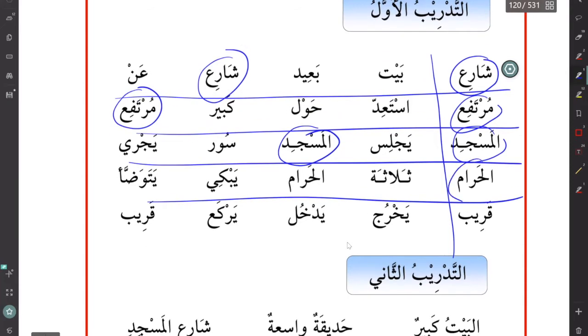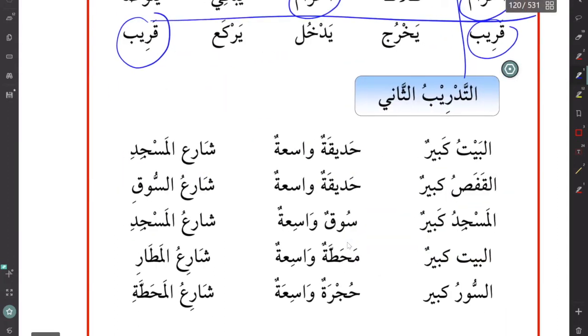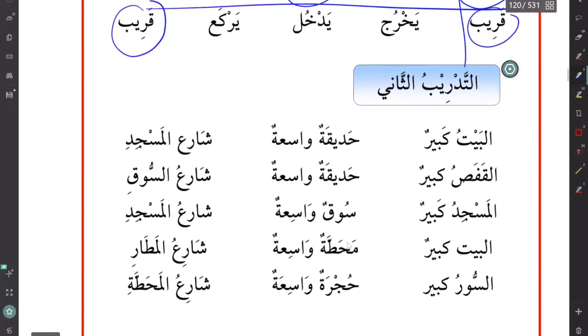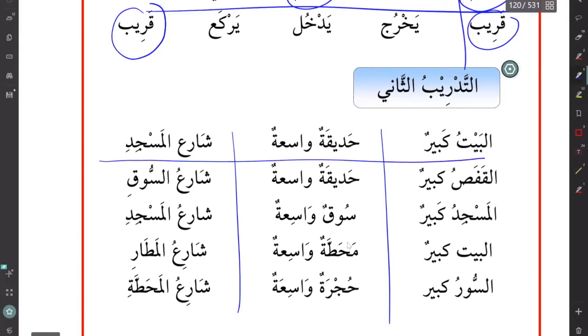Al-haram, al-haram is sacred, okay, sacred. And here's al-haram. And qareeb, qareeb is what? Qareeb is near, and here is near. Now, so next exercise, at-tadrib al-thani. At-tadrib al-thani is similar, right? Similar thing. You have to find this sentence or this phrase from the list.